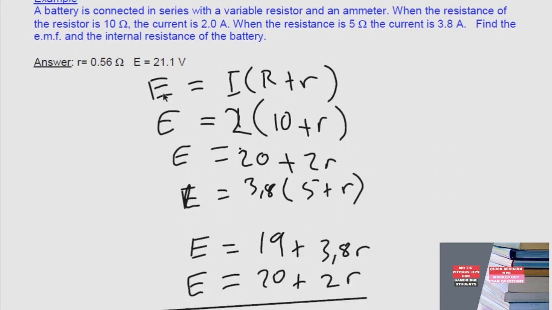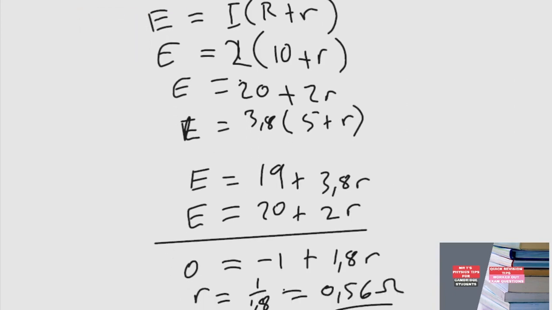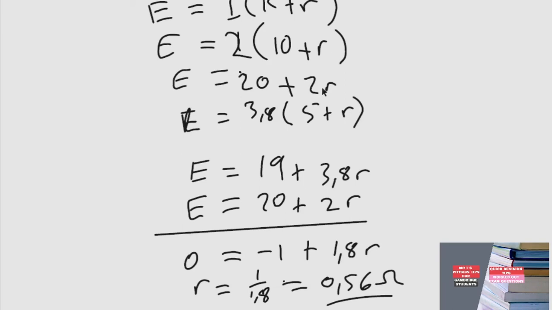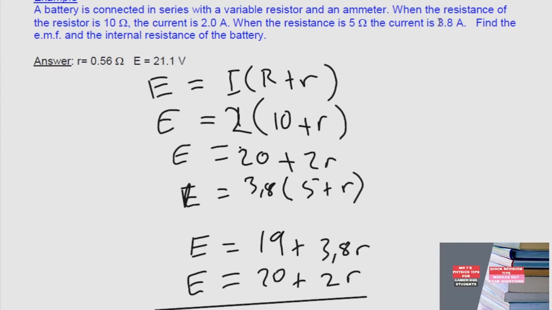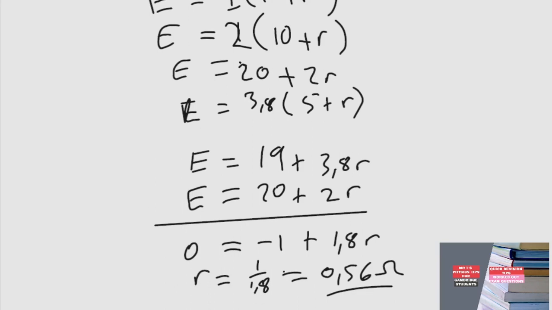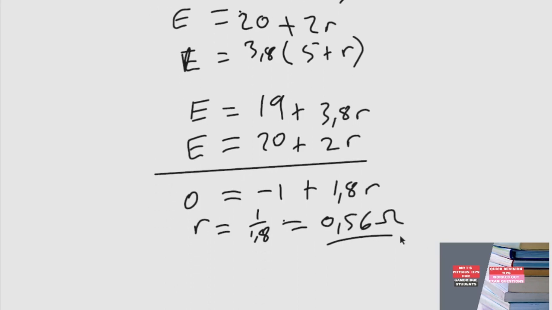So we're going to get the formula E is equal to I bracket big R plus small letter r. Now we're given this current, which is 2 amps, and the big resistance, 10 ohms. Then we want to find the internal resistance, so we just solve this equation. We come up with E is equal to 20 plus 2r, and then we have another set of readings given. So the new current is 3.8 amps and the new R is 5 ohms. Then we form a pair of simultaneous equations and solve those. When you've done that, you find that r is equal to 0.56 ohms.